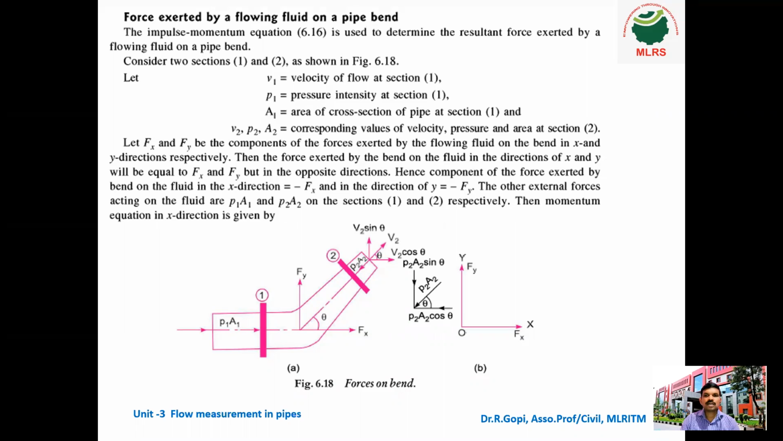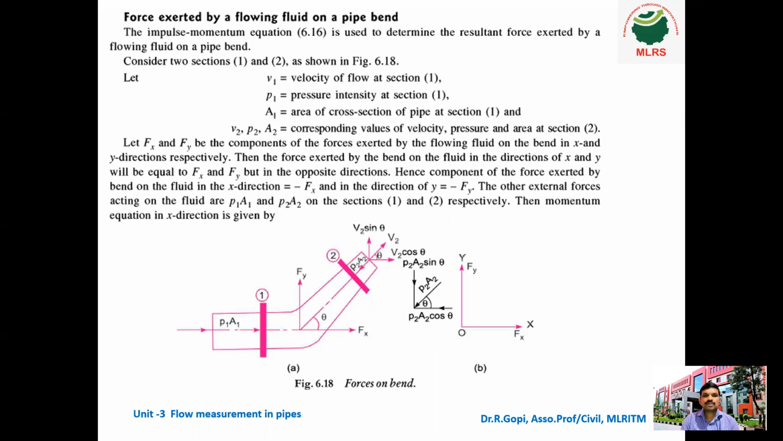Students, this is the last chapter in the practical applications of Bernoulli's theorem. So what does this topic mean? Force exerted by a flowing fluid on a pipe bend. Whenever the pipe is bent, we need to change the direction of the fluid flow, so we adopt a bend or elbow.